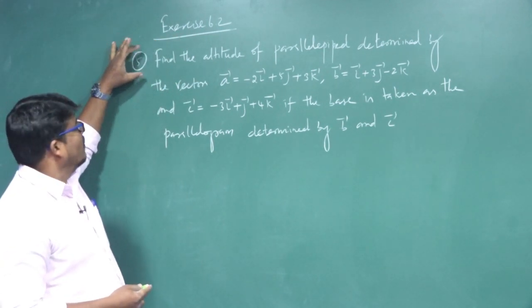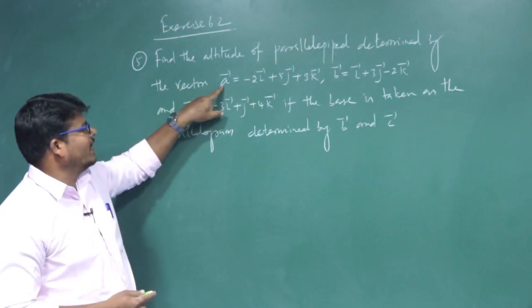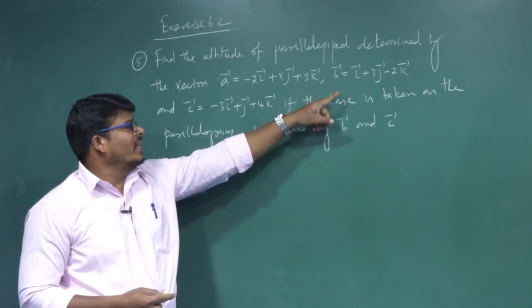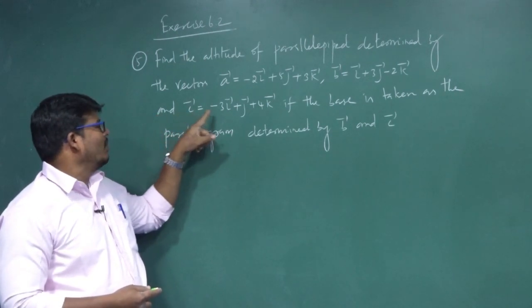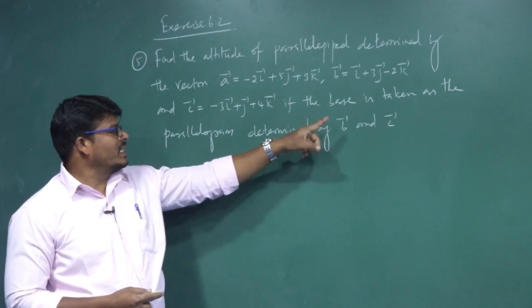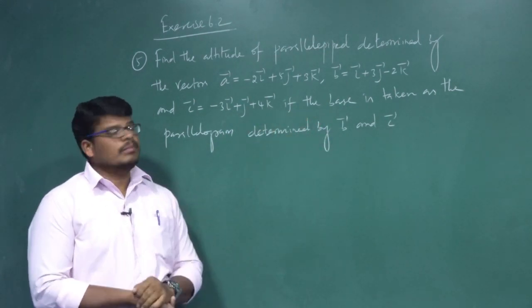The fifth one: find the altitude of the parallelepiped determined by the vectors A = -2i + 5j + 3k, B = i + 3j - 2k, and C = -3i + j + 4k, if the base is taken as the parallelogram determined by B and C.